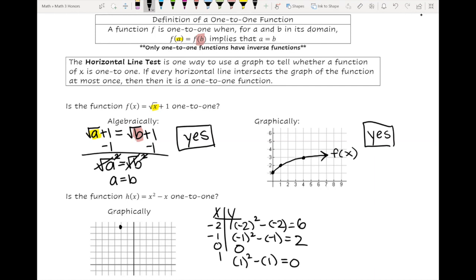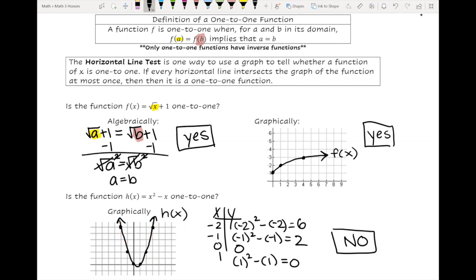Negative 2, 6. Negative 1, 2. 0, 0. 1, 0. And this is probably going to be symmetric. It'll probably hit over at 2, 2 and 3, 6. So here's my h of x function. Now I'm going to draw a horizontal line, because I'm doing the graph and I want to test it with a horizontal line. I'm trying to see if it will ever hit more than 1 point. And I mean ever. If it happens even just once, then it's not a one-to-one function. This one actually happens multiple times. So I can tell that this one, no, it is not a one-to-one function.